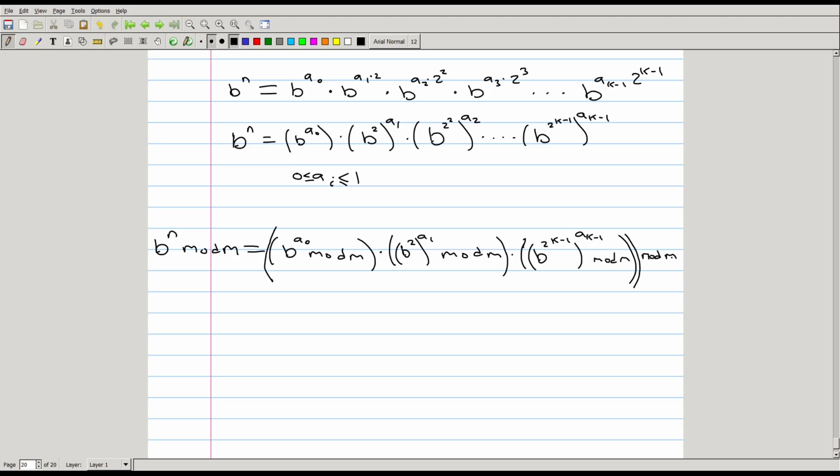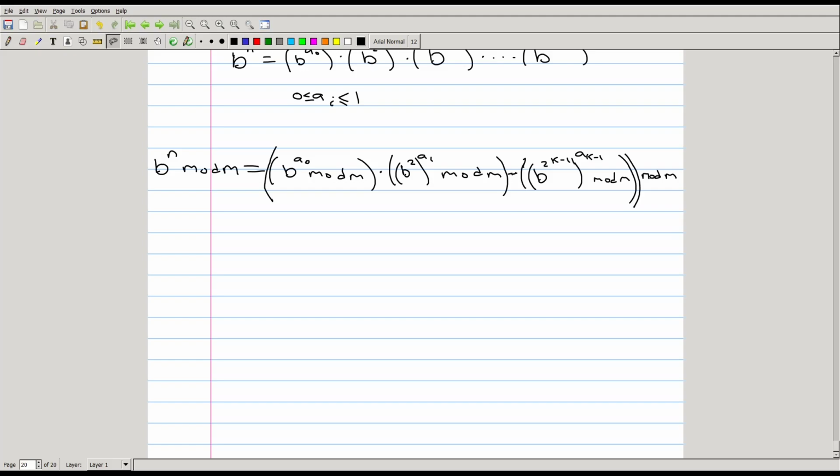So the idea here is to progressively build larger and larger powers of b to the power 2 to the power i, right? Because this is going to be b to the 2 to the power 0 to the a naught, b to the 2 to the power 1 to the a1, b to the 2 to the power k minus 1 to the a k minus 1, and so on and so forth for every single term in this multiplication.